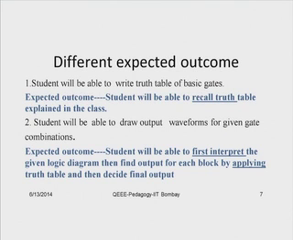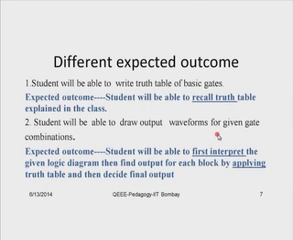Now let us see, for each of these learning objectives there are different expected outcomes. Students will be able to write the truth table of basic gates. When they say they will be able to write a truth table, they are just recalling the truth table from memory, which was already taught by the faculty member, and they will just reproduce it in the exam or in the notebook.